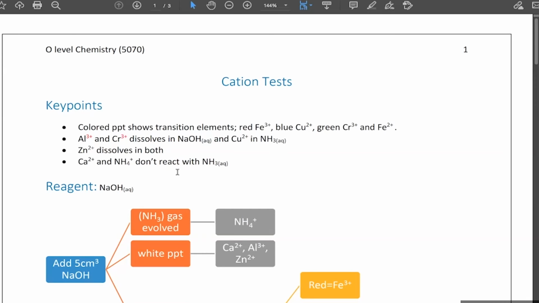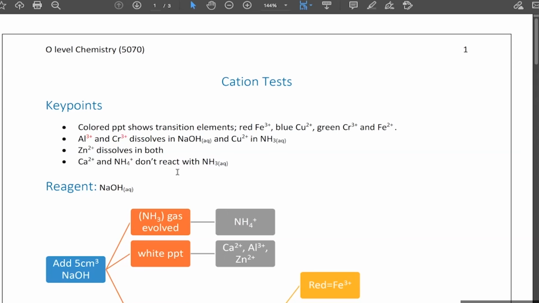Now, aluminium and chromium are the ones that are dissolving in sodium hydroxide, and copper is the one that dissolves in ammonium hydroxide. While zinc ion dissolves in both of them. Why? Because zinc hydroxide dissolves in both of them. And calcium and ammonium ion do not react with aqueous ammonia. So these are the 4 points that you need to remember.